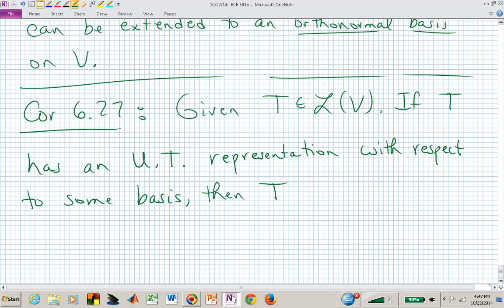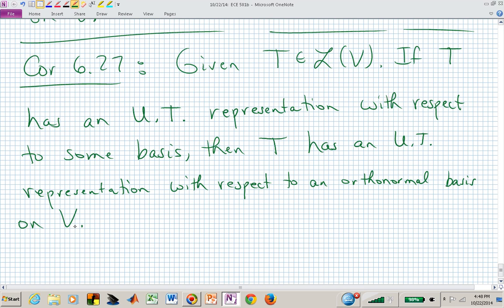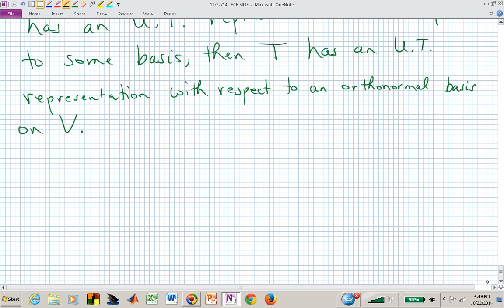then that same linear operator T has an upper triangular representation with respect to an orthonormal basis on V. Meaning if you can create an upper triangular matrix with some basis, then you can actually create an orthonormal basis that will preserve that upper triangular structure associated with that linear operator T. And that's just applying Gram-Schmidt.